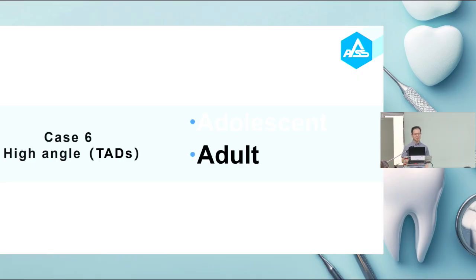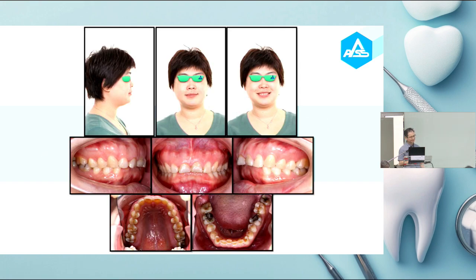Last case, we use TENS to treat high angle case with deep overbite in adult. This is a 33-year-old woman referred by a prosthodontist whose chief complaint was teeth wear and gummy smile. Her pre-treatment facial photos show a good profile with a moderate gummy smile.